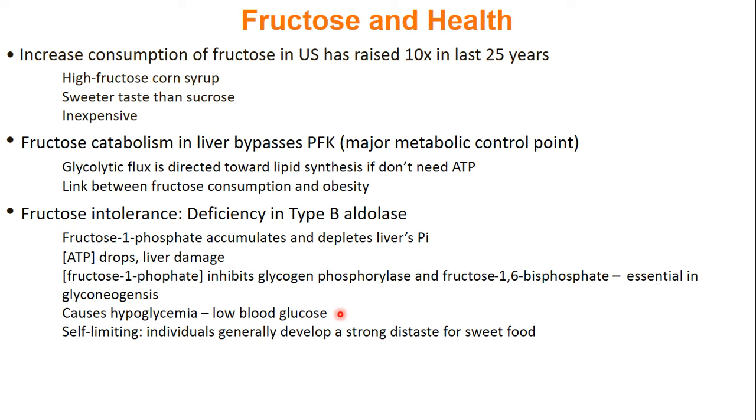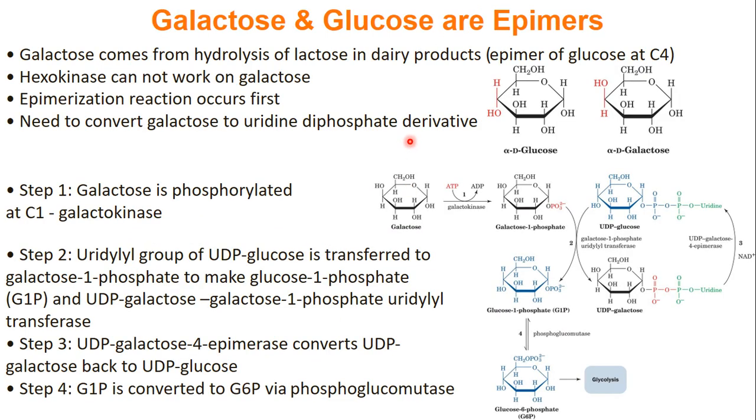However, people who are fructose intolerant, we call this self-limiting because usually you will develop a strong distaste for any sweet food, and so you kind of just manage it naturally by not wanting to eat anything that's sweet. So that was fructose. Let's move on to galactose.